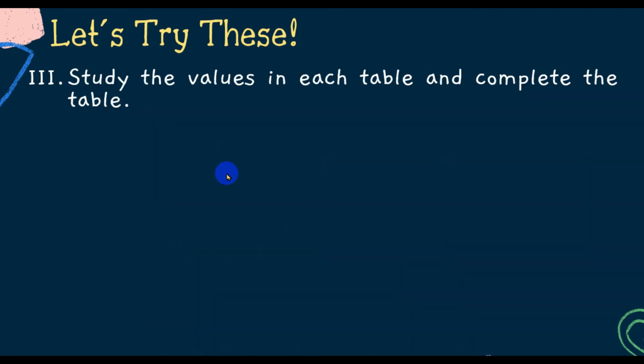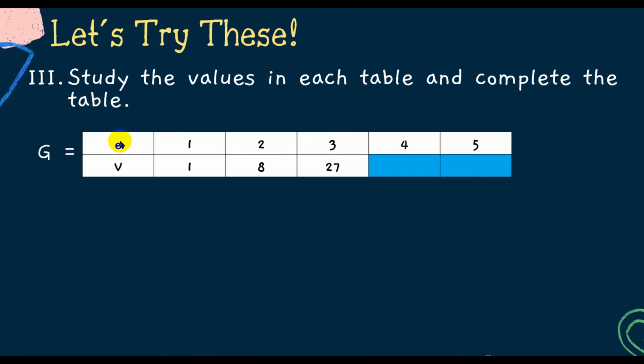Now, for the test 3, we have to study the values in each table and complete the table. We have here E and V. E can be considered the x, and then V will be the y. We have here 1, 2, 3, 4, and 5 for the value of x. And then, kung titingnan natin, ano nga ba yung relationship between the y and the x?